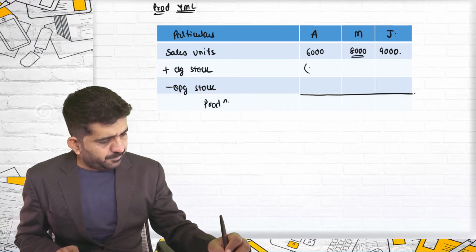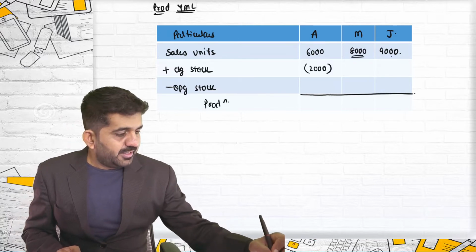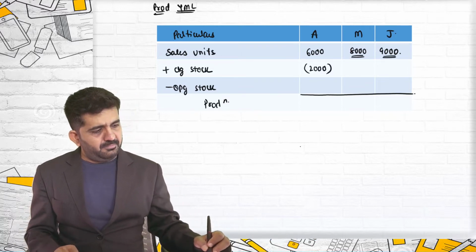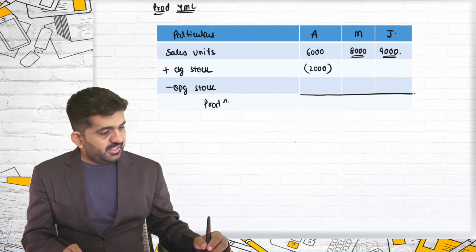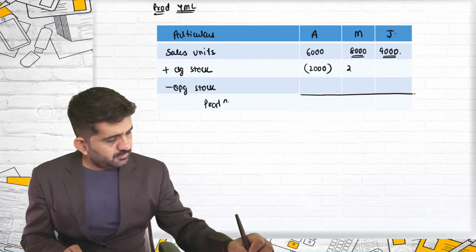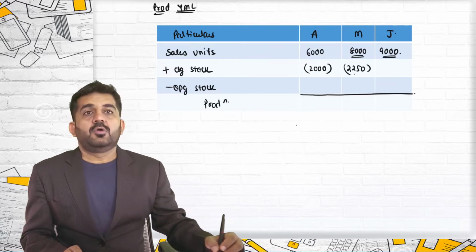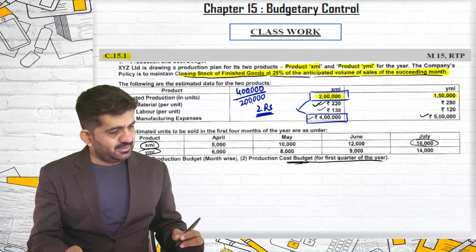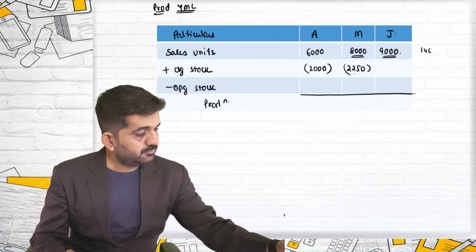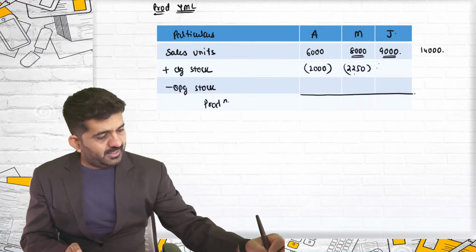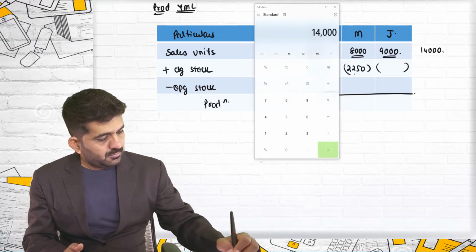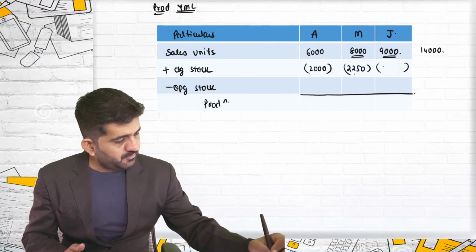My closing stock of April will be 2,000. Next month sales is 9,000, so my closing stock of May will be 9,000 divided by 4, which is 2250. My July sales is 14,000, so my closing stock of June will be 14,000 divided by 4, which is 3,500.